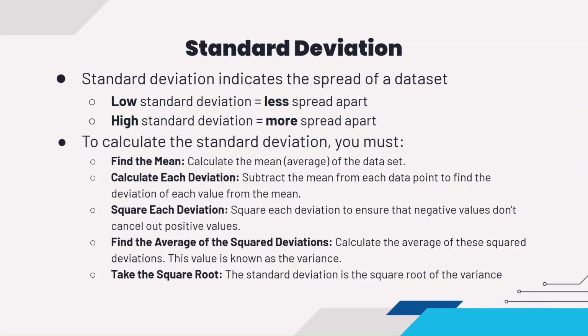Then you calculate each deviation by subtracting the mean from each data point to find the deviation of each value from the mean. Then you square each deviation to make sure that negative values don't cancel out the positive values. Then you find the average of the squared deviations, so you essentially find the mean of the squared deviations. The value that you get when you find the average is known as variance. And then you have to take the square root of the variance.